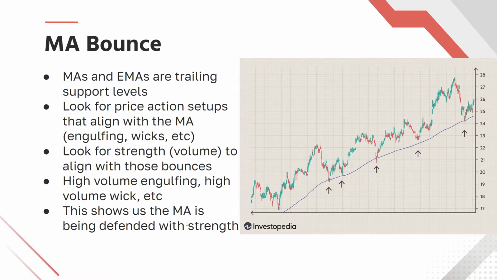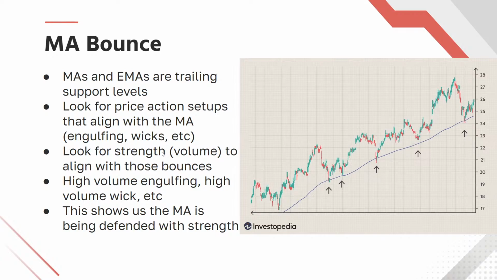Next one here is a moving average bounce. It could also work for exponential moving averages, or EMAs. So these MAs and EMAs are trailing support levels. They follow price and they act as support or resistance depending on if price is above or below the EMA. And look for price action setups that align with the moving average. So an engulfing, wicks, double tops, double bottoms, higher lows, all that sort of stuff. And we want to look for strength, aka high volume, to align with those bounces.